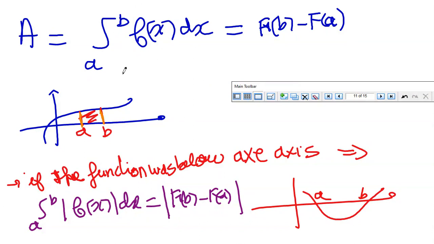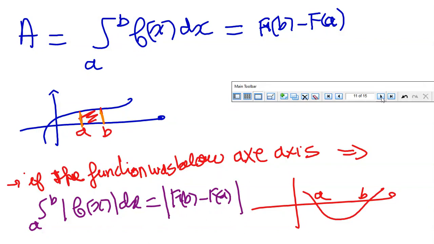And after you calculate the integral, you find the answer. You do f of b minus f of a. So you replace by the upper boundary minus the lower boundary. If the function was below the x-axis, you find the integral of the absolute value of f of x dx. Also, we will see another formula, it's upper minus lower.